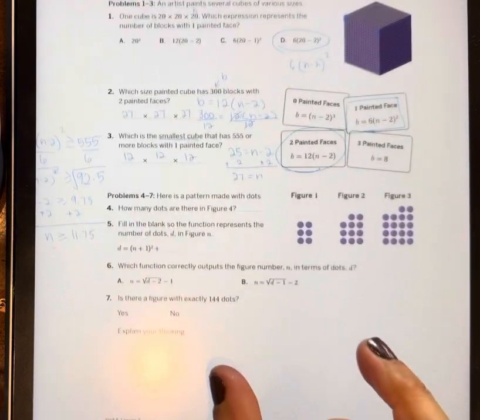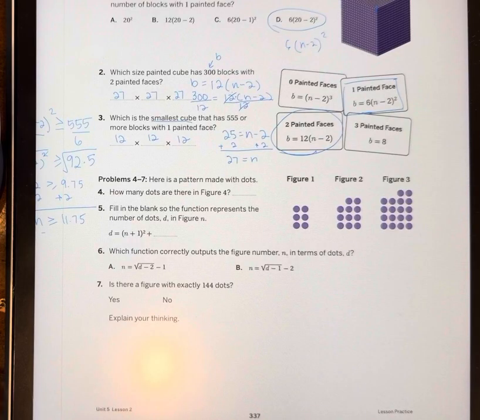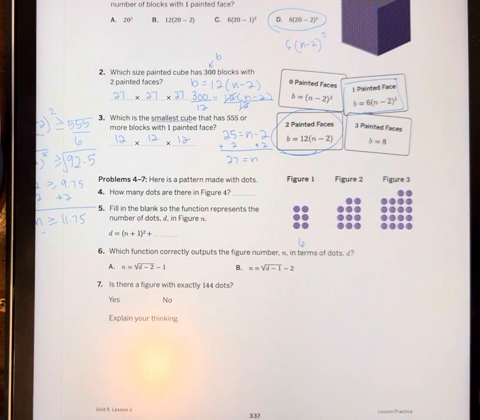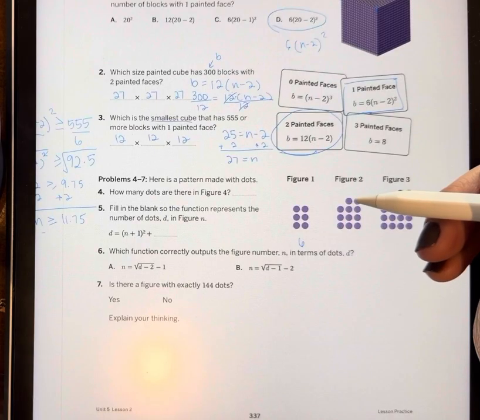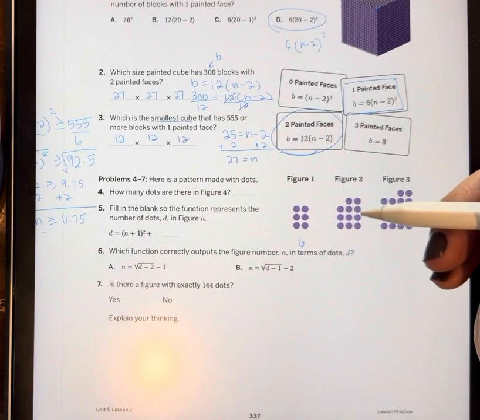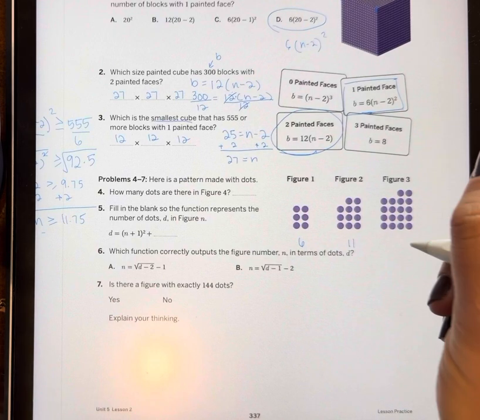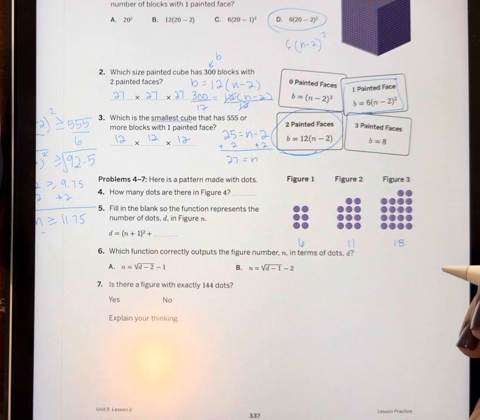Okay, let's keep going. We have a pattern with dots. I've looked at this pattern a couple of times now, so I'm going to pretend that I haven't and show you what I first saw. Here's what I saw a lot of students do in class. They said, okay, there's 6 in this one, and then this one has 6 and another 5, so this one has 11, and then this one has 18. They counted it, it was 18. I believe them.